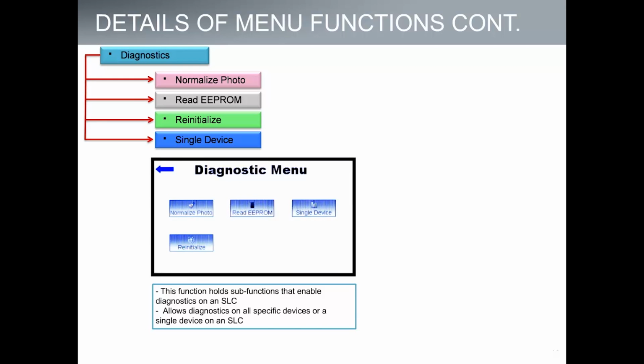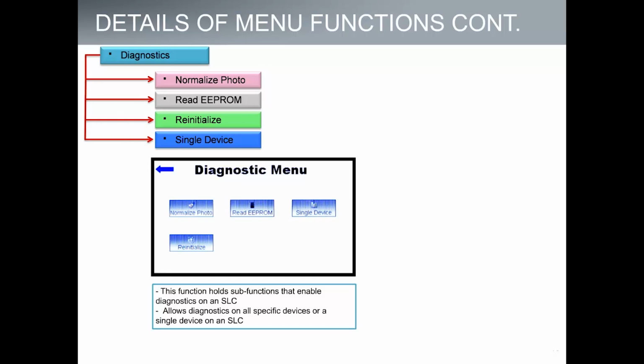The diagnostic menu. The diagnostic menu holds functions that enable a user to run diagnostics on the signature devices on the loop of the system. The normalize photo function. This function normalizes or writes the new clean air count into memory, the photo value of the detector, but it is most particularly helpful when a detector is cleaned after it was determined to be dirty.